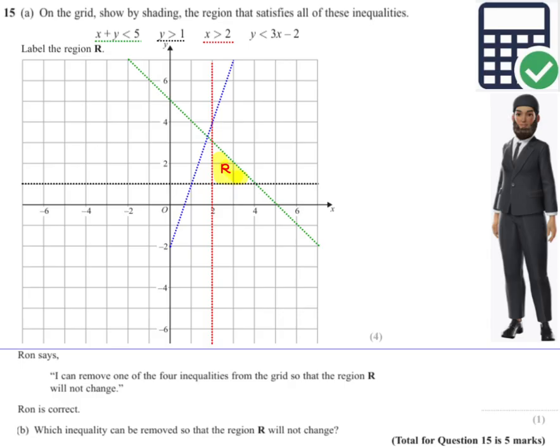It says Ron says I can remove one of the 4 inequalities from the grid so that the region R will not change. Ron is correct. Part B, which inequality can be removed so that the region R will not change? Well, clearly it's going to be this blue line over here, and therefore this inequality, and then let's write that down over here for the answer for part B. So it will be y is less than 3x minus 2.